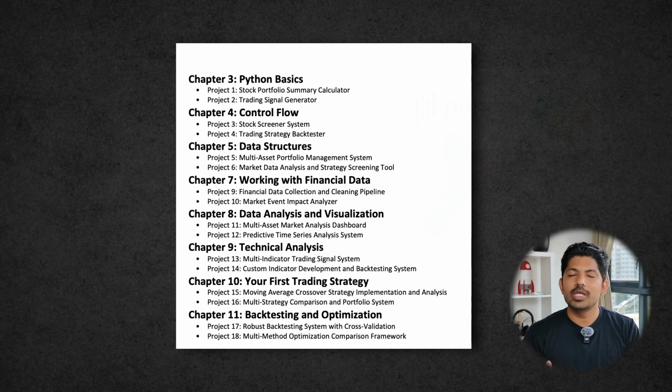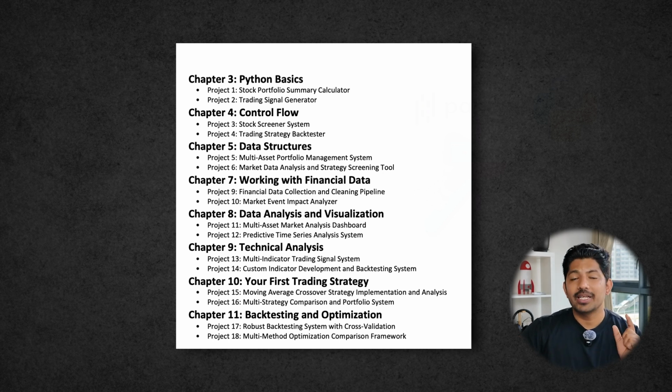So if you learn all these concepts very clearly, then you will learn a lot of things, and definitely it will help you in all the concepts. Then in chapter 9, we have multi-indicator trading signal system and custom indicator development and backtesting system. Then in chapter 10, we have moving average crossover strategy implementation analysis, and this is the first trading strategy which you can backtest very clearly.